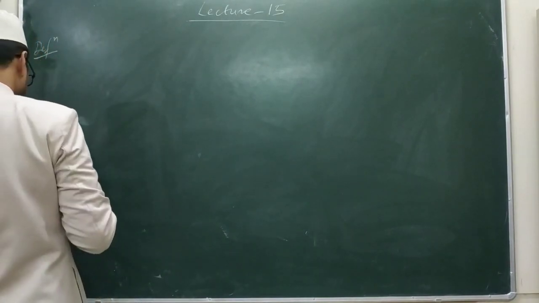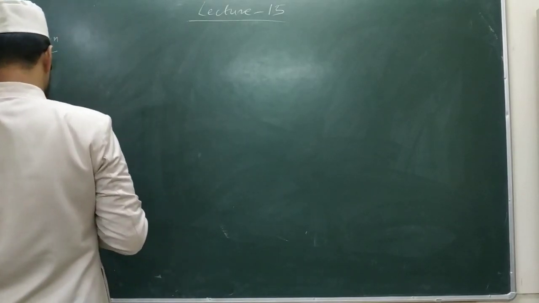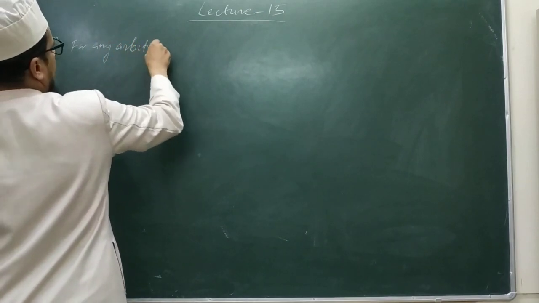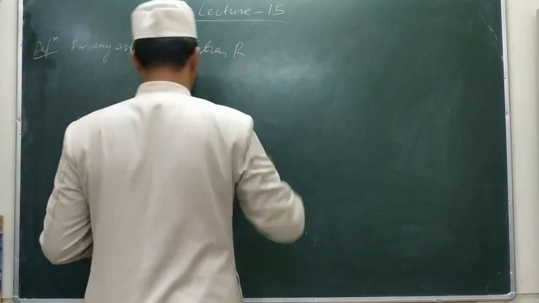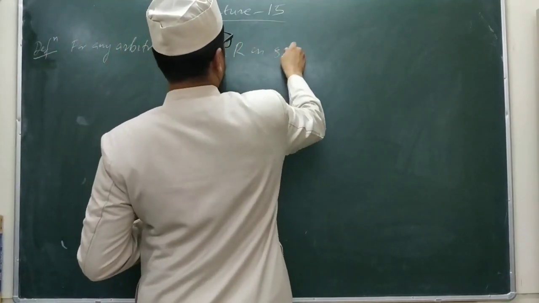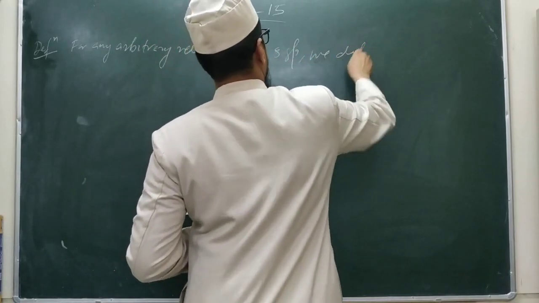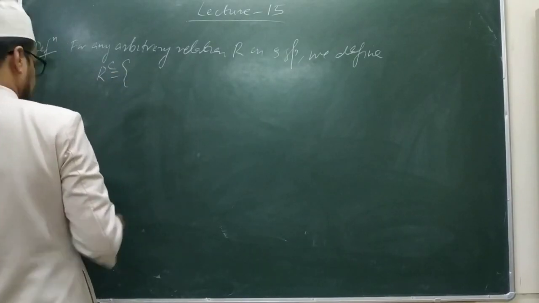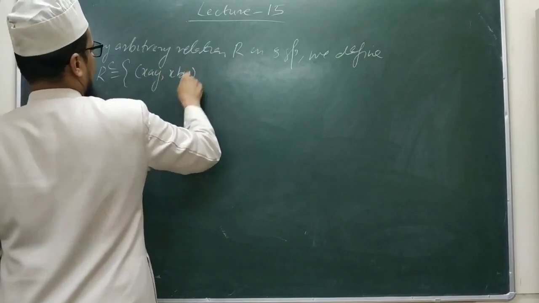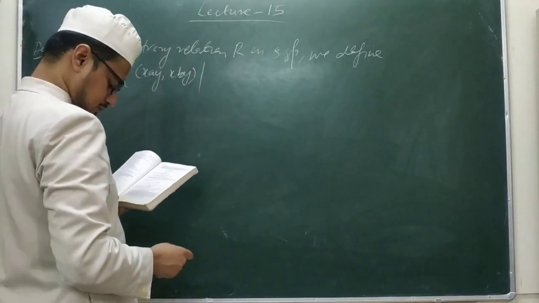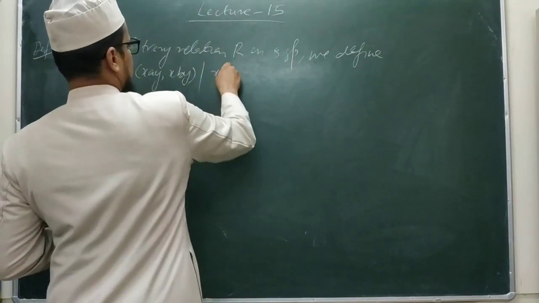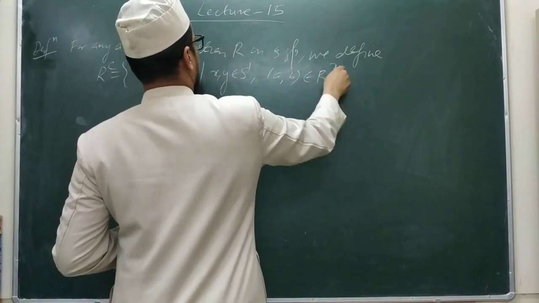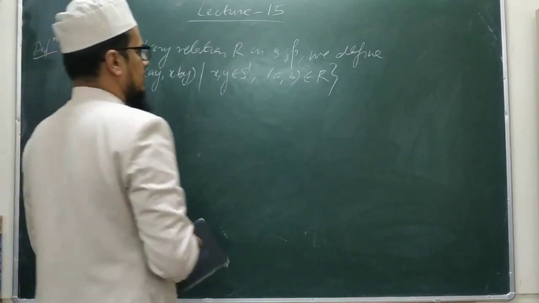Definition. For any arbitrary relation R on semigroup S, we define R^C as the set of pairs (xay, xby) such that x, y belong to S^1 and (a, b) belongs to R. See, this is the relation R^C. We define this relation R^C.